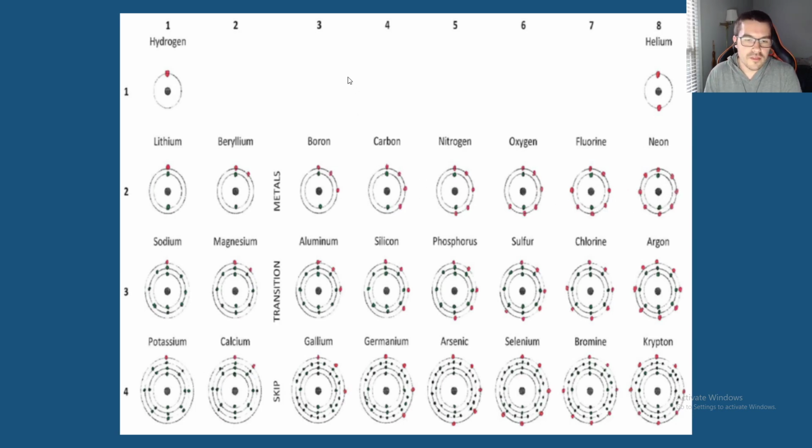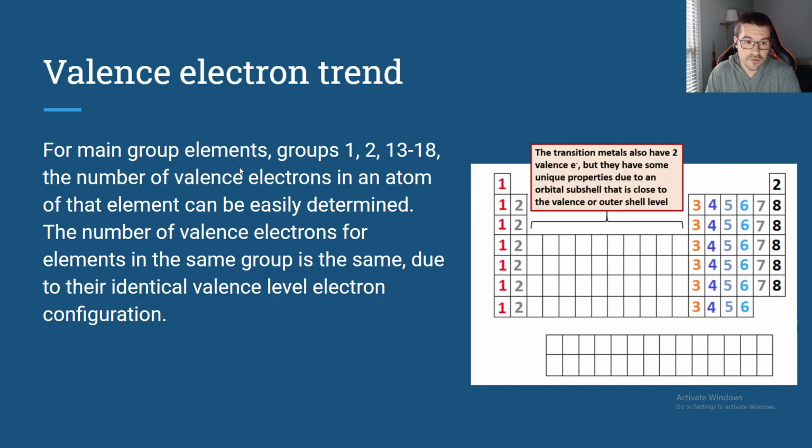The implication of that then is that elements in the same group have the same number of these valence electrons, and that's really useful for us. What this means is that we can just look at the periodic table, look at where an element is, and determine the number of valence electrons it has.